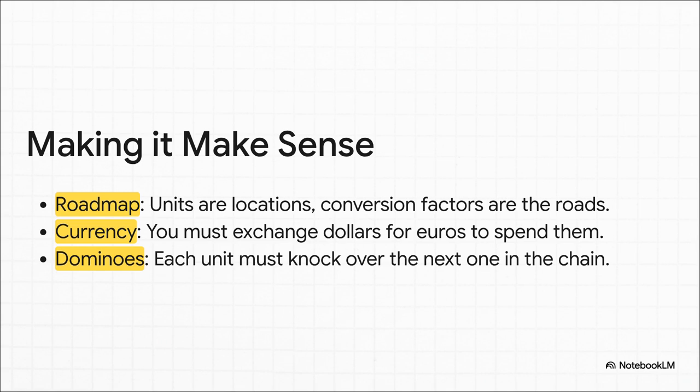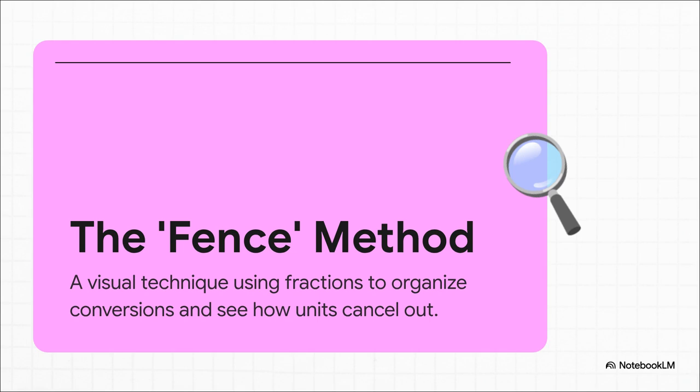And my personal favorite is the dominoes. Each step has to perfectly knock over the next. If just one is out of line, the whole thing stops. And the tool we're going to use to line up those dominoes is often called the fence or train tracks method.